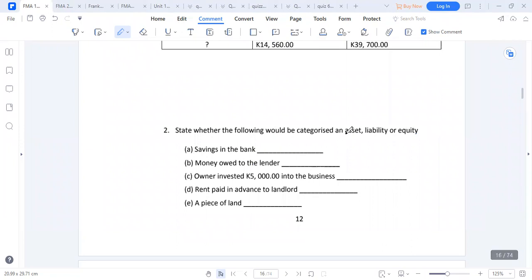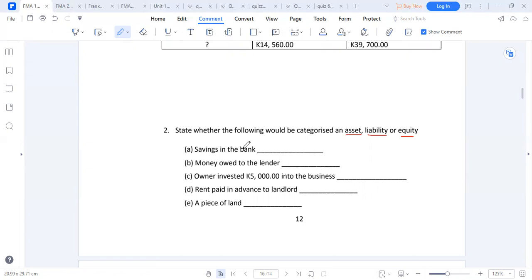So state whether it's an asset, liability, or equity. Savings in the bank. It is current assets. Current asset, correct. Money owed to a lender. Liability. How about owner invested 5,000 in the business? What do you call that? That is equity. Capital. The same thing, owner's equity, which is capital, correct.